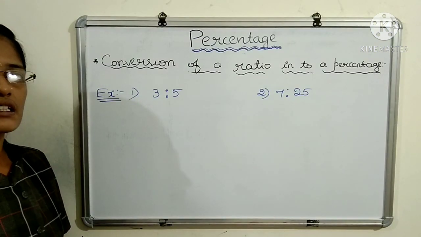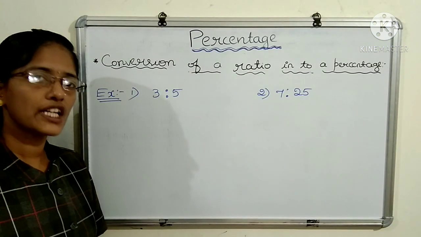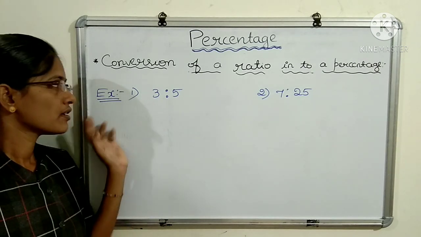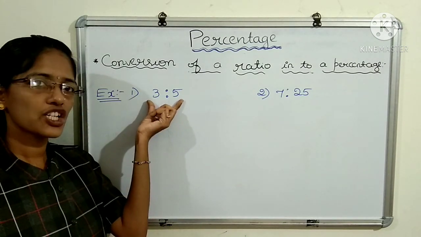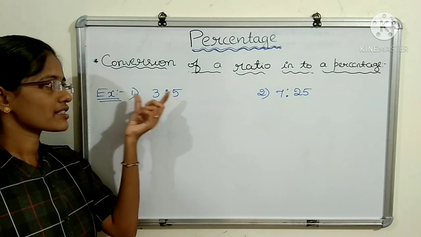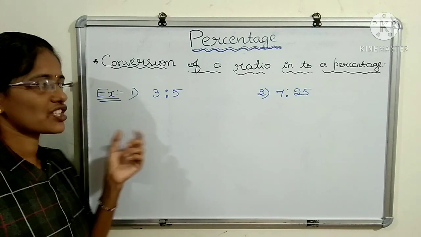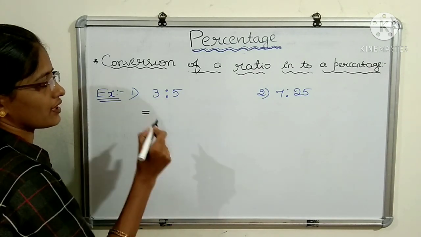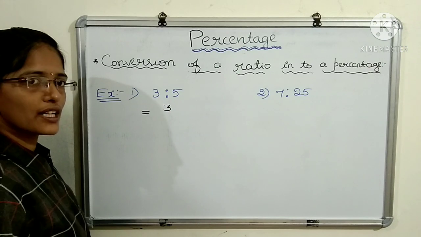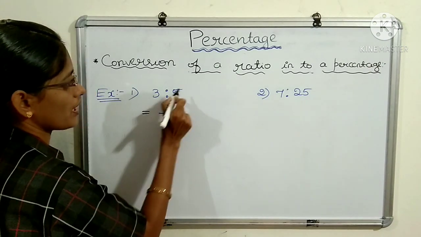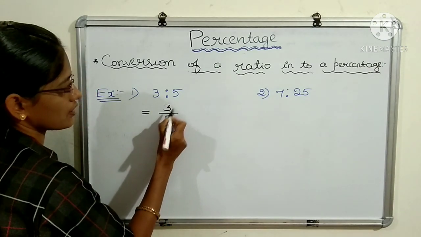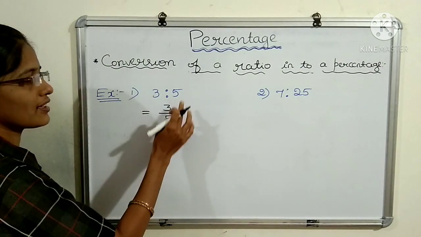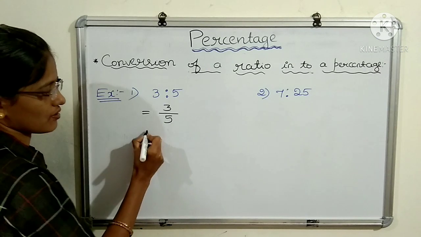Students, now let us learn the conversion of ratio into percentage. It is very easy. The question will be in the form of a ratio. First, you must convert the ratio into a fraction. See the first example. 3:5. 3 you must write in the numerator and 5 in the denominator. It is in fraction form. Ratio to fraction, then fraction to percentage.